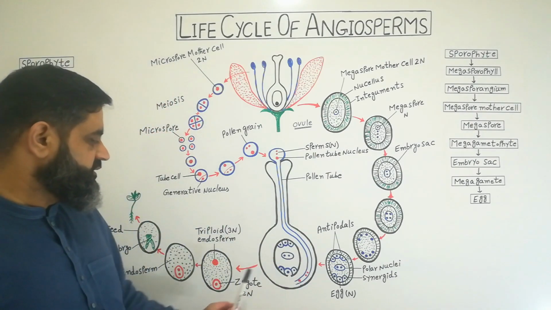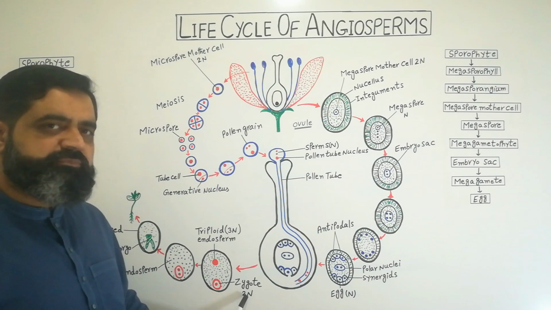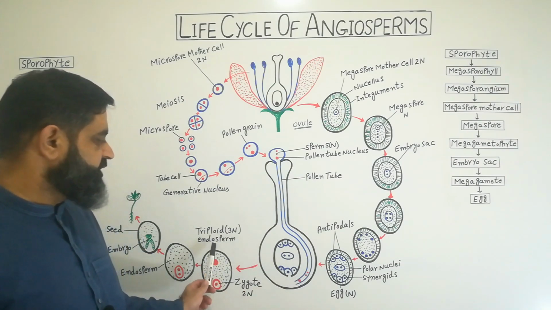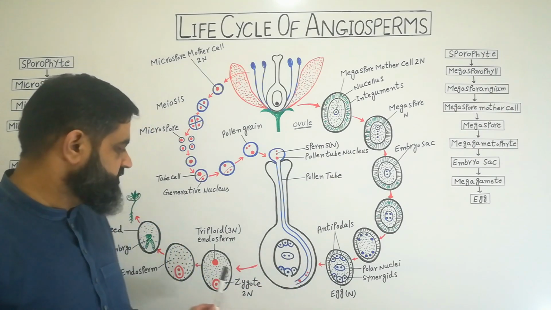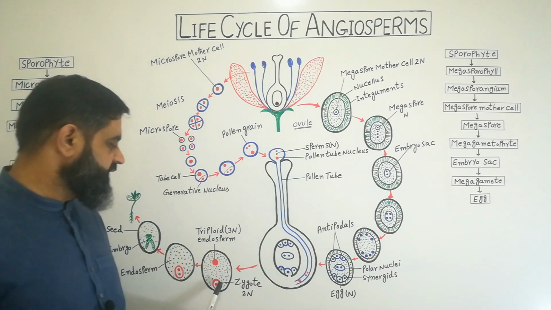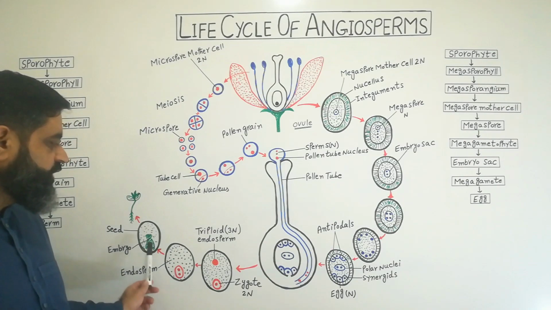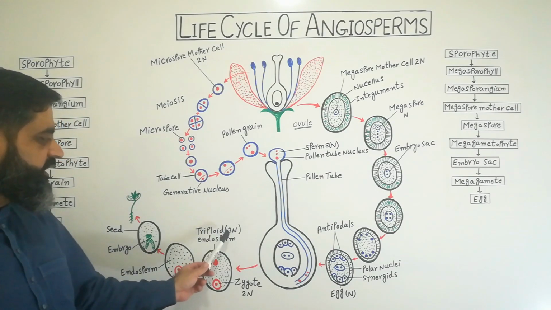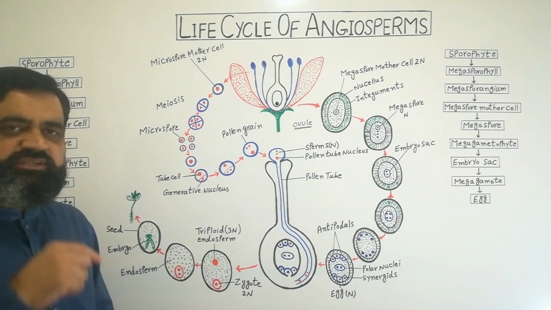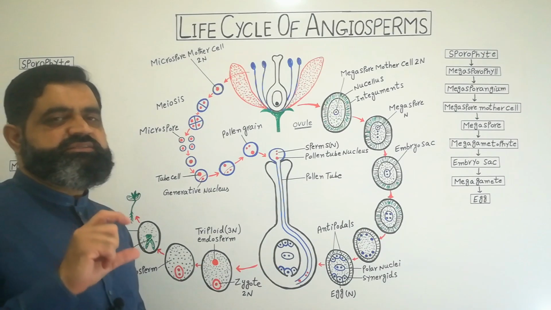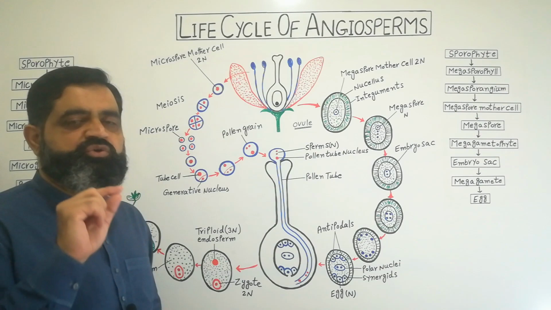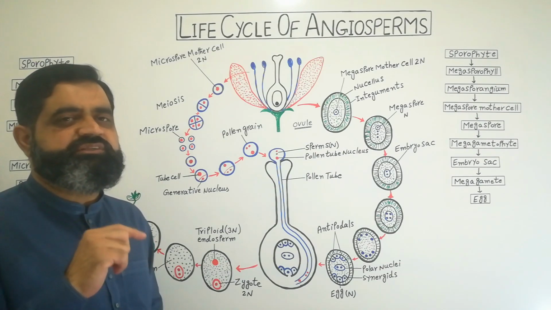After fertilization, the zygote that has formed is diploid. Triploid endosperm has been formed after the fusion of the polar nuclei with the sperm. This is triploid endosperm. The zygote will divide and convert into the embryo, while the triploid endosperm will store the food inside the structure of the ovule. Now at this stage, when food has been stored and the embryo has been formed, this structure will be known as a seed.